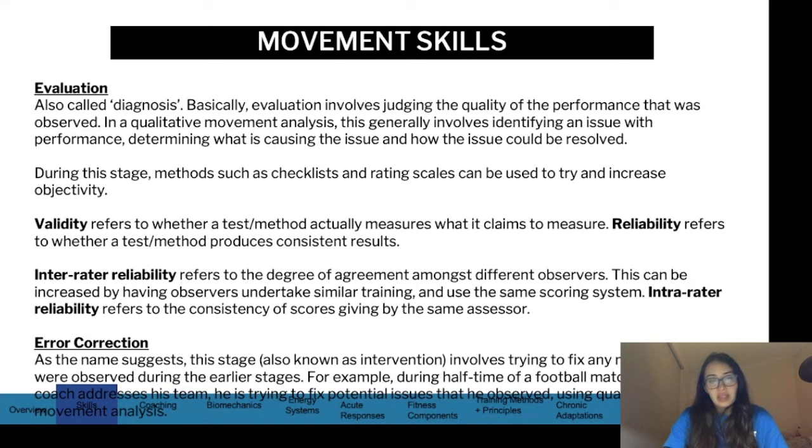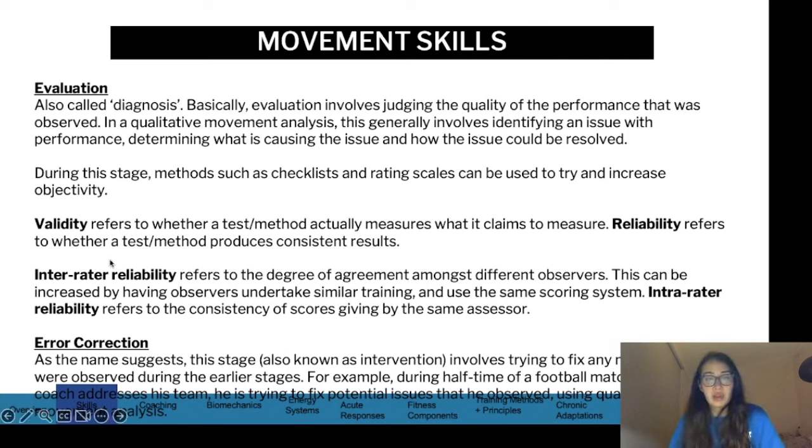By the same token, inter-rater reliability means going to a different set of countries, different people, different observers, and asking about their evaluation of the performance. You can actually increase the reliability of this by having the observers undertake similar training and use the same scoring system, so maybe using a checklist or something like that.